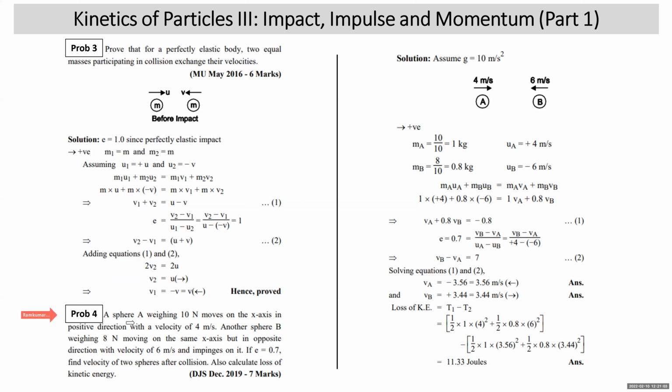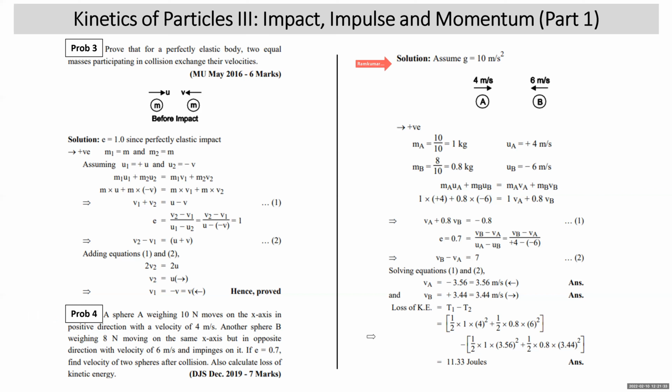Question number 4, problem number 4. A sphere A weighing 10 Newton moves on x-axis in positive direction, that means towards right, with velocity of 4 meter per second. Another sphere B weighing 8 Newton is moving on the same x-axis but in opposite direction. So A is of 10 Newton, B is of 8 Newton. A is moving to the right with 4 meter per second, B is moving to the left with 6 meter per second, and A impinges on it. E is 0.7. Find the velocity of the two spheres after collision. Also calculate the loss of kinetic energy.